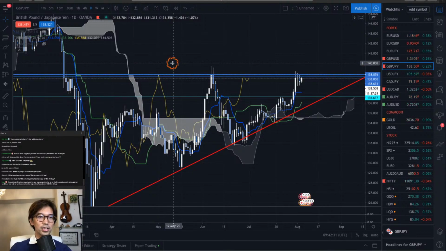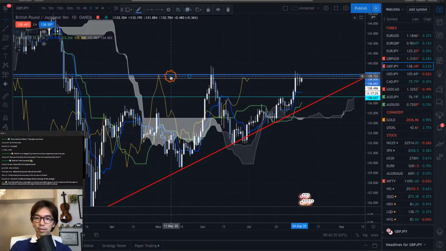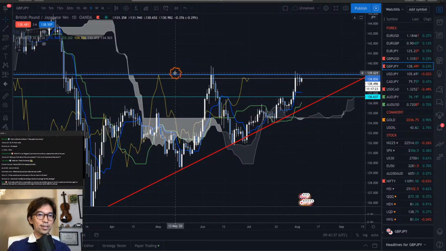Thanks to my supporter, I got this tool to put this horizontal line.